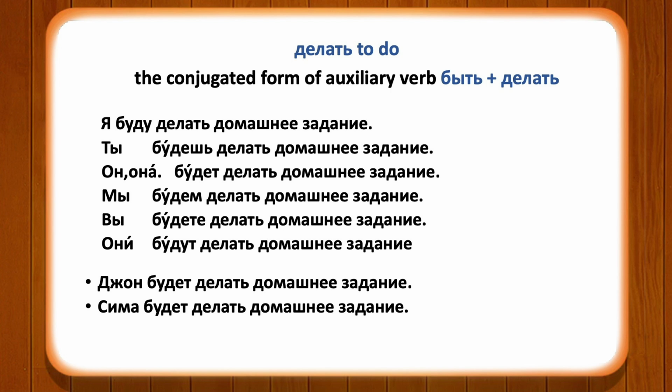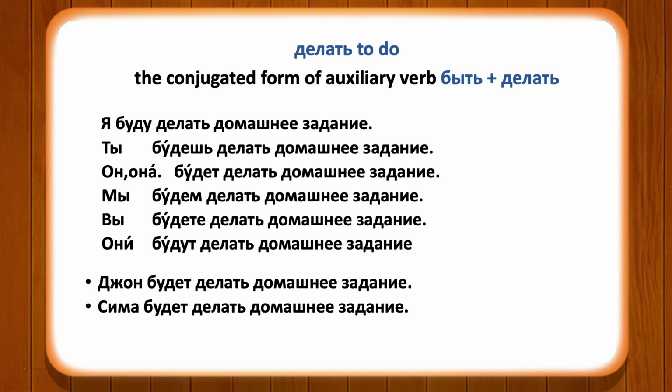Ты будешь делать домашнее задание is you will do, you will be doing the homework. Он будет делать домашнее задание means he will be doing the homework or he will do the homework. Она будет делать домашнее задание means she will be doing the homework or she will do the homework. Мы будем делать домашнее задание. We will do the homework or we will be doing the homework.